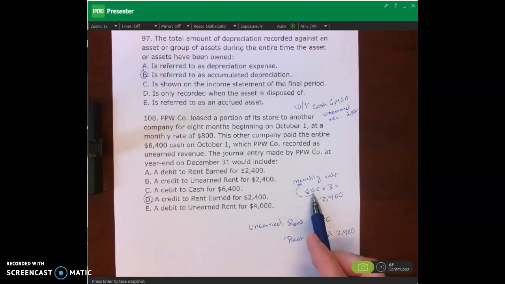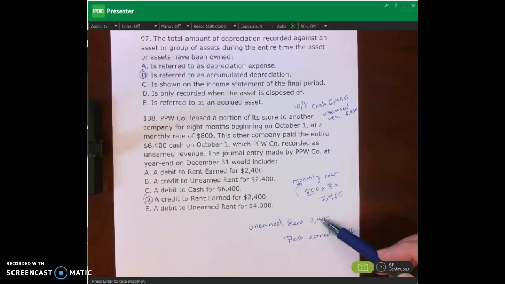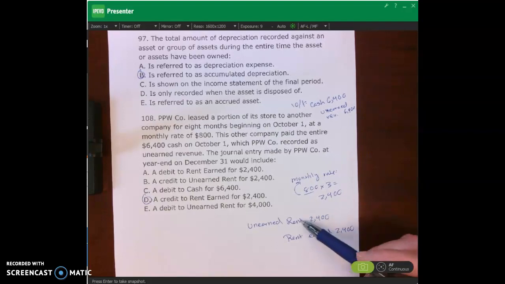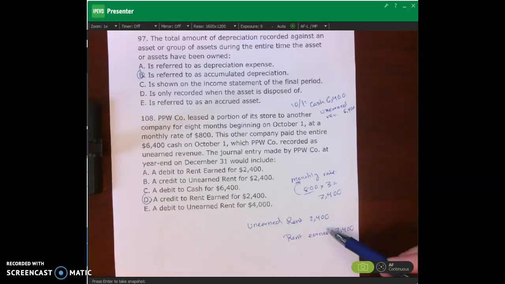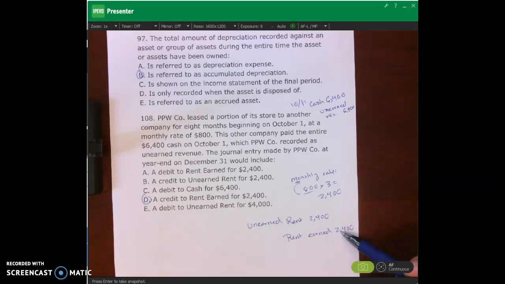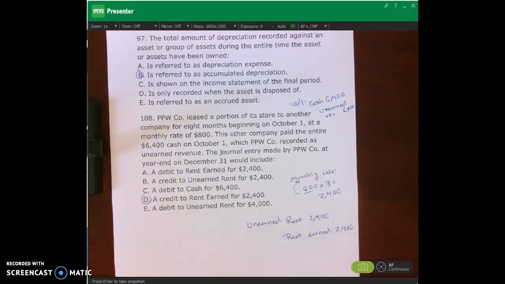We take our $800, which is our monthly rate, times the 3 months, gives us $2,400. We debit our unearned rent revenue, which we credited up here, by $2,400, so it goes down. We're debiting that liability to reduce the liability because we provided the service. And then we recognize 3 months worth of rent revenue by crediting rent earned, $2,400. The right answer is D.